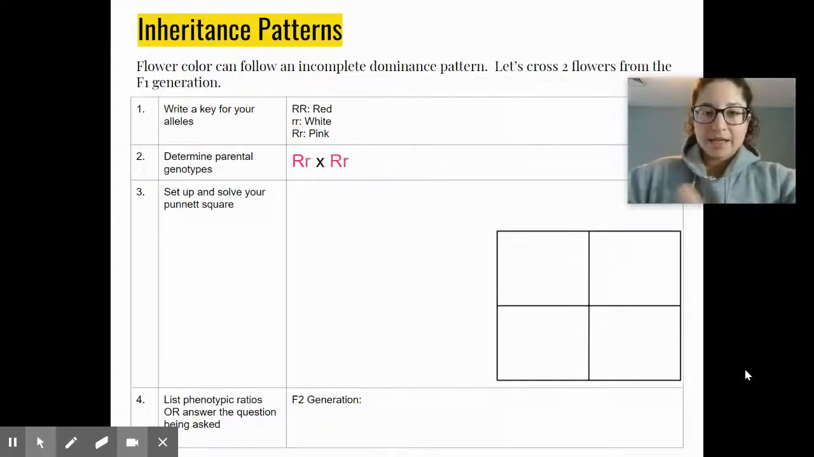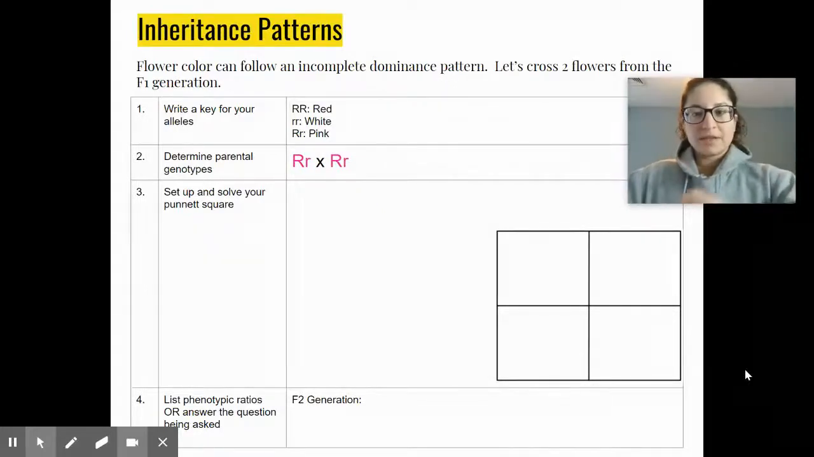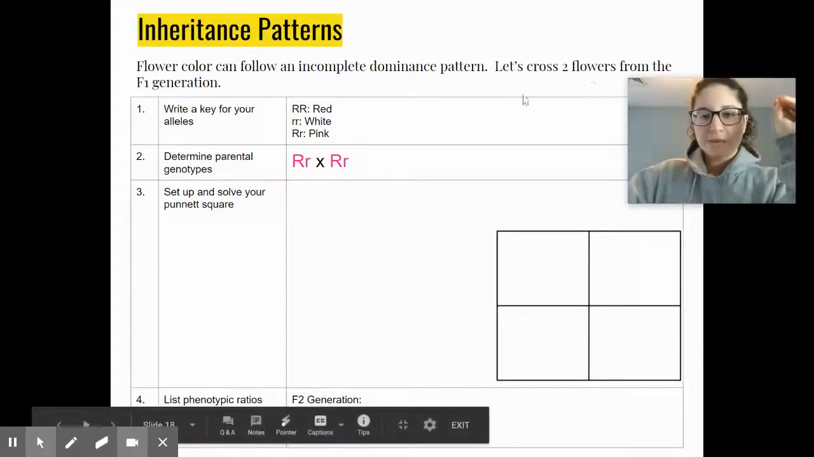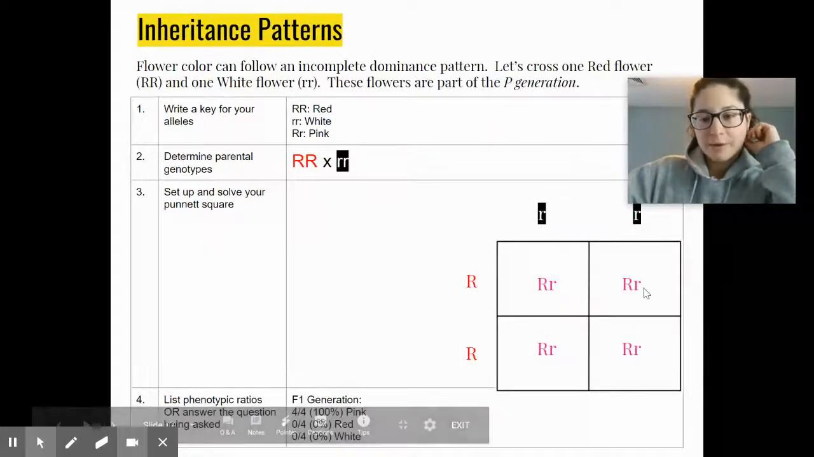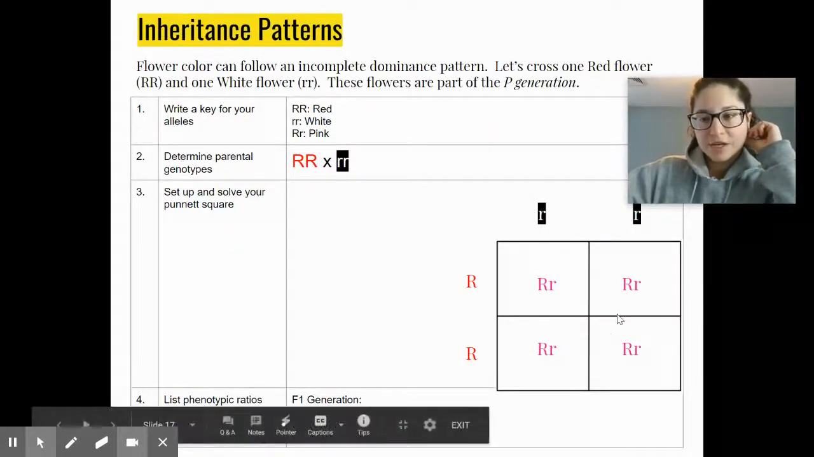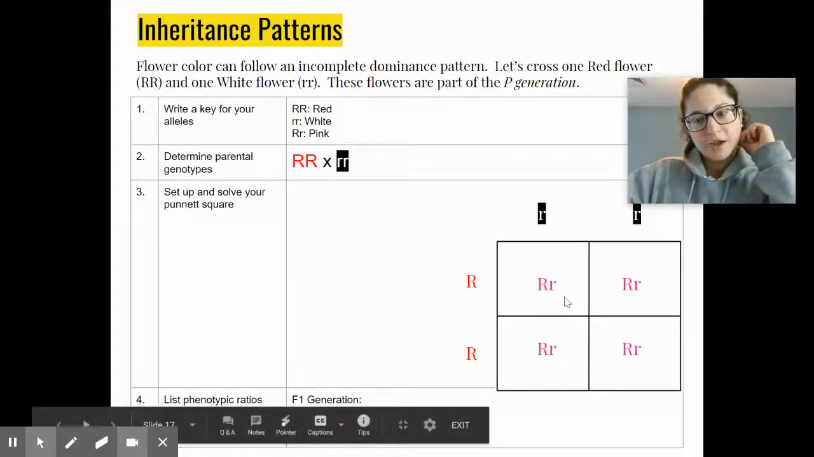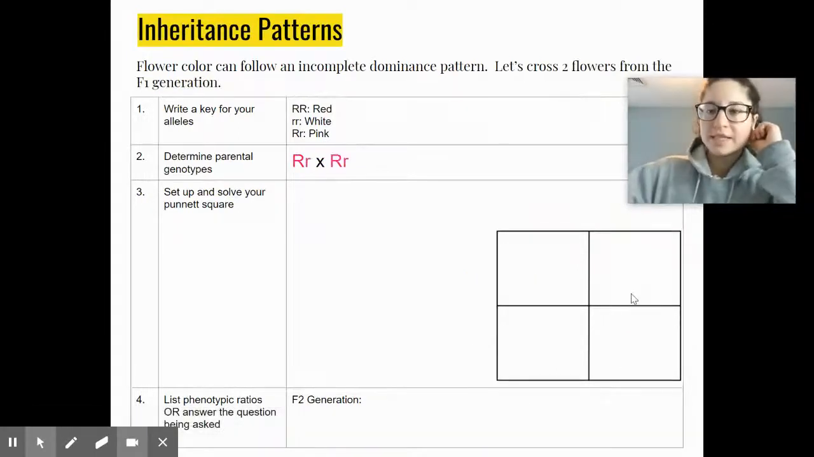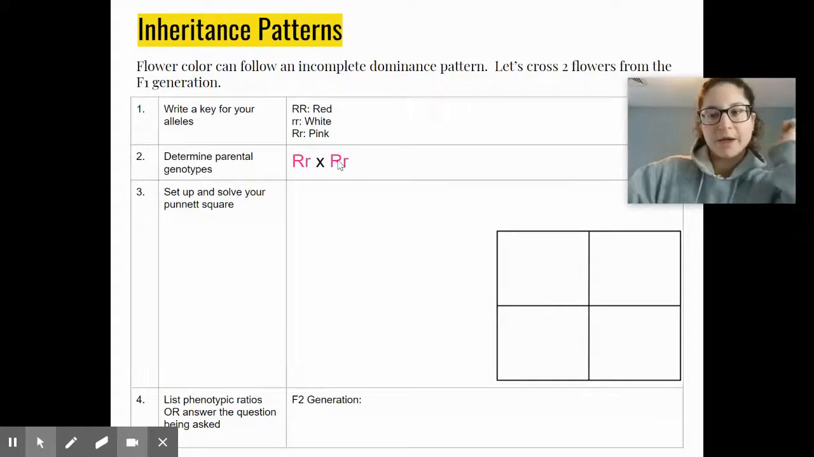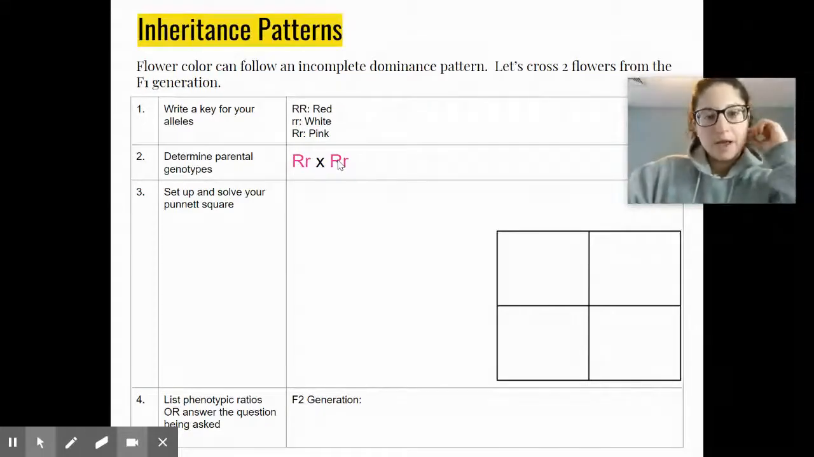Let's try this again. This time, it says, let's cross 2 flowers from the F1 generation. So if we come back over here, remember this is the F1 generation. All 4 flowers here are heterozygous. All 4 flowers are pink. So we're really just taking 2 of them from the F1 generation to cross. It doesn't matter, they're all the same. So this tells us that our parents will be heterozygous, or pink.